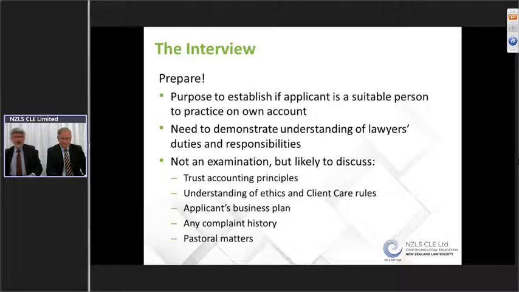And finally, the interviewers will probably discuss pastoral matters like mentoring, like the Law Society's good practice initiative, using library services, and the Friends panel, for example, discussing how you're going to manage your time, give yourself proper holidays, deal with risk management, and so on and so forth. So it will be quite a wide-ranging discussion. But as I've said, it's very important to prepare.